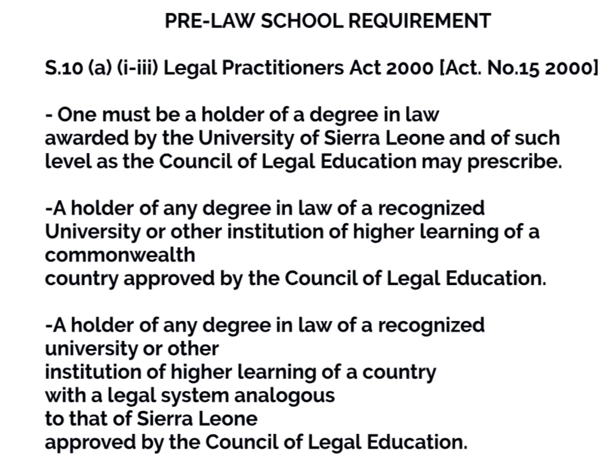So, in other words, the council determines which type of law degree the law school should accept, whether it is an LLB degree, that is Bachelor of Laws degree, or a JD degree, that is Juris Doctor degree. So, the Council of Legal Education determines the type and the level of law degree that should be accepted by the law school. The Council of Legal Education also has the mandate to determine whether a country practices a legal system that is similar to Sierra Leone. And this is also captured under the same section 10 of the pre-law school requirement.